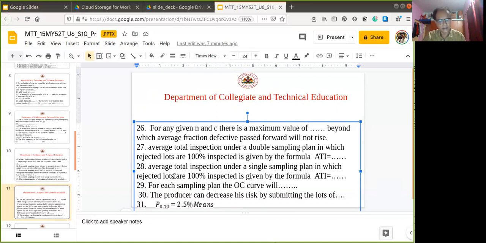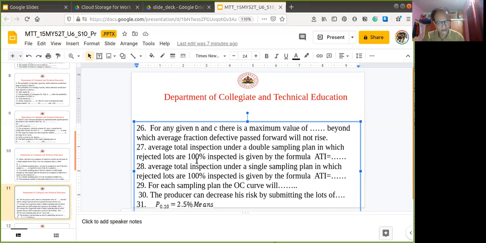Then the next one, that is 27. Average total inspection under a double sampling plan, in which the rejected lots are 100% inspected, is given. Once again, here also, 28th. Average total inspection under a single sampling plan, in which the rejected lots are 100% inspected, is given by the formula ATI equals n plus (1 minus PA) into (N minus n). So with this formula, you can find that out.